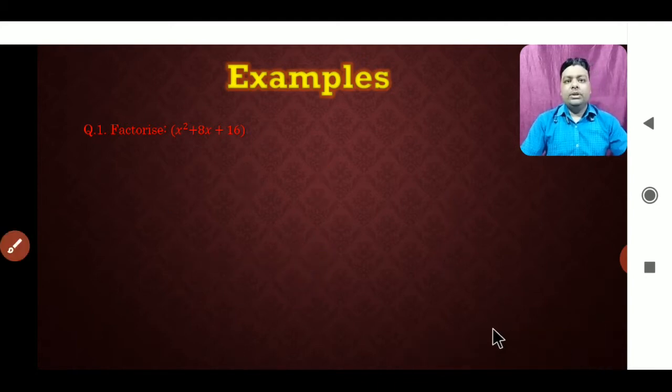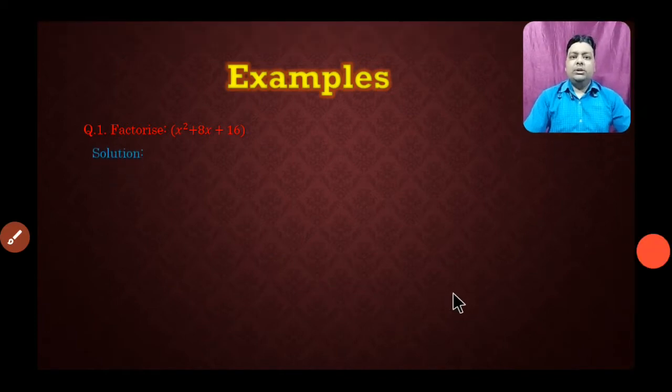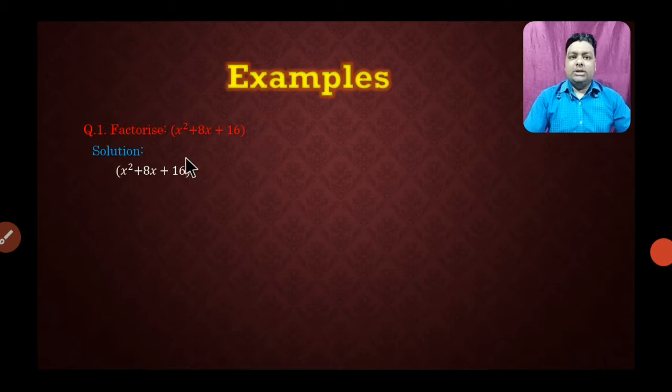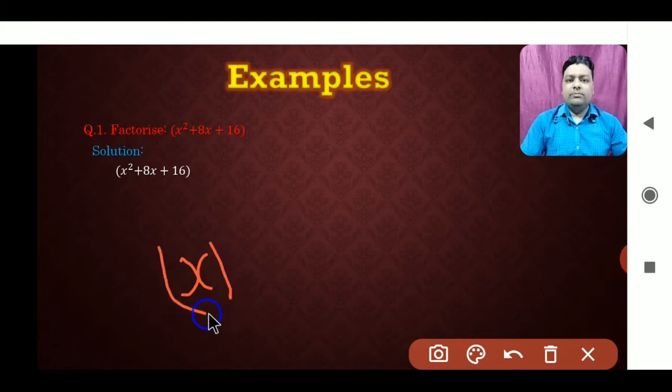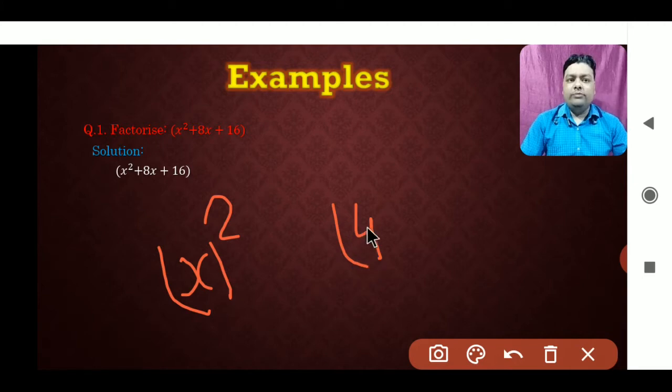Okay, now since it is already arranged, at first we will write the question. Okay, x square plus 8x plus 16. Now after that we have to check whether the first and the last term are perfect squares or not. Here you can see x square, so we can write it as x to the whole square. The same for the last term, 16. 16 is the square of which number? 16 is the square of 4. Okay, so you can see that the first and the last terms are both perfect squares.